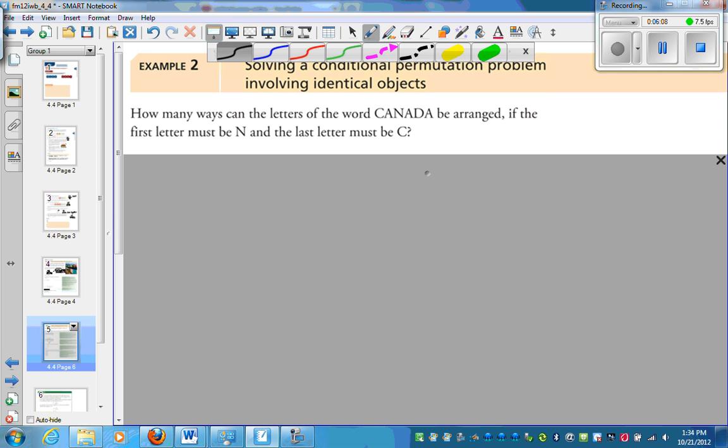Okay, next question. How many ways can the letters of the word Canada be arranged if the first letter must be N and the last letter must be C? Okay, so there's a couple of undistinguishables. There's a couple of A's there, but we said we must fix the first letter and the last letter. So we've already put N here and C there.